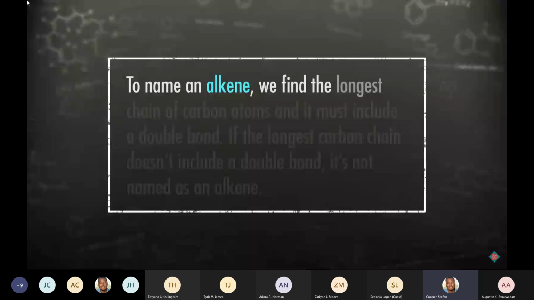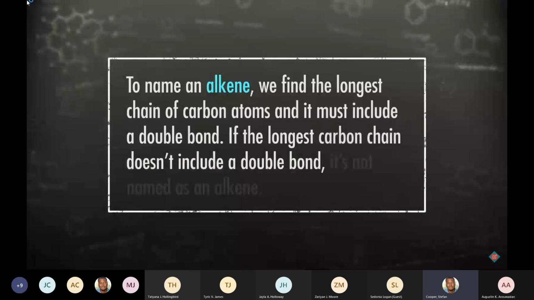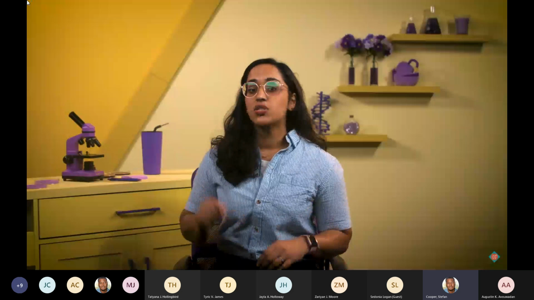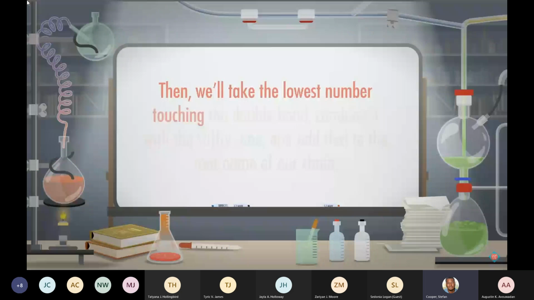To name an alkene, we find the longest chain of carbon atoms, and it must include a double bond. If the longest carbon chain doesn't include a double bond, it's not named as an alkene. Sorry, I don't make the rules, IUPAC does. Since IUPAC rules are all about communication, we want to let people know where that double bond is on the chain. So we'll number the carbons starting on the end closest to the double bond. For the sake of consistency, we want to keep the numbers as low as possible. Then we'll take the lowest number touching the double bond, combine it with the suffix -ene, and add that to the root name of our chain.